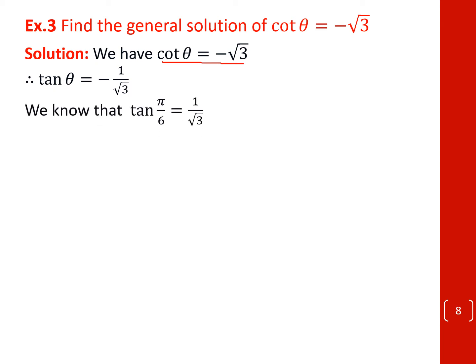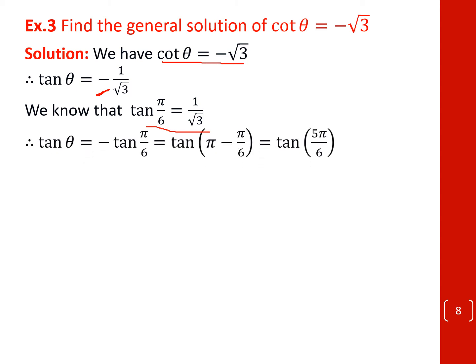We know that student, tan of pi by 6 equals 1 by root 3. But here a negative sign is given, so we have to use the allied angle formulae. Therefore, tan theta equals minus tan of pi by 6, which equals tan of pi minus pi by 6, which equals tan of 6 pi minus pi upon 6, which gives us tan of 5 pi by 6. I used here the result tan of pi minus A equals minus tan A.